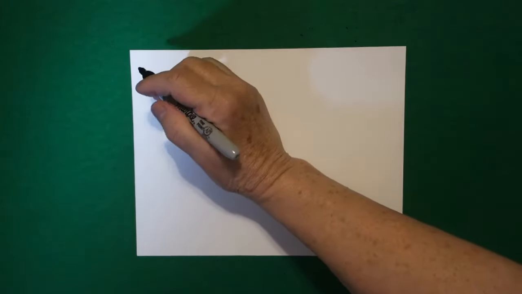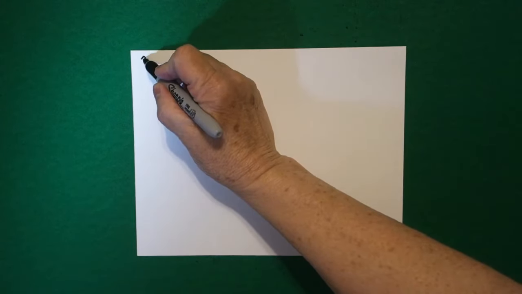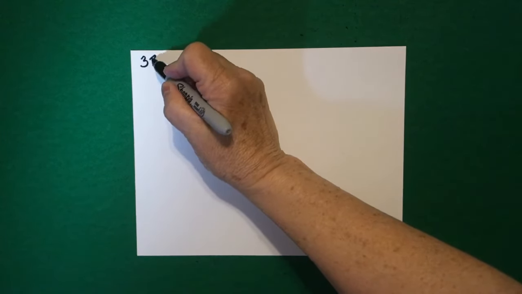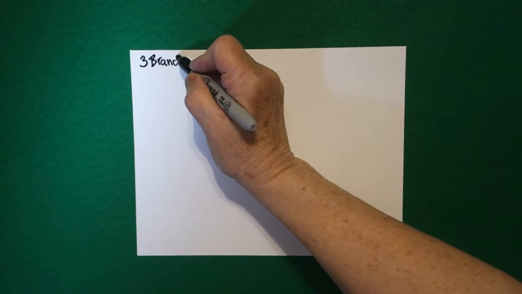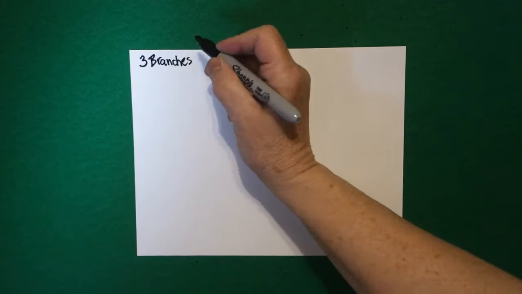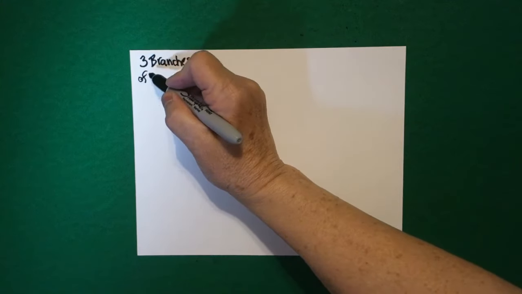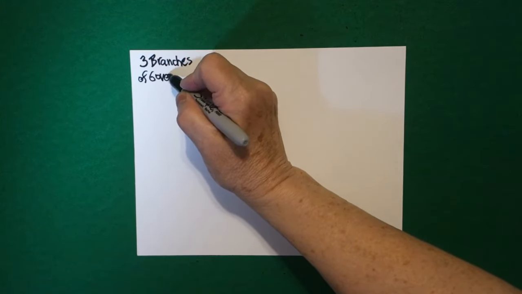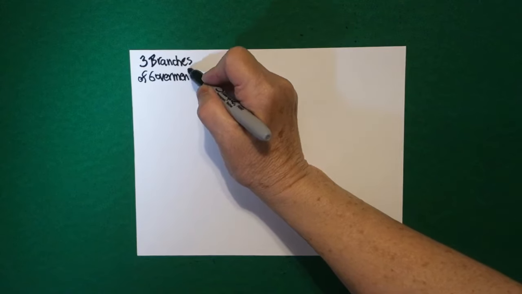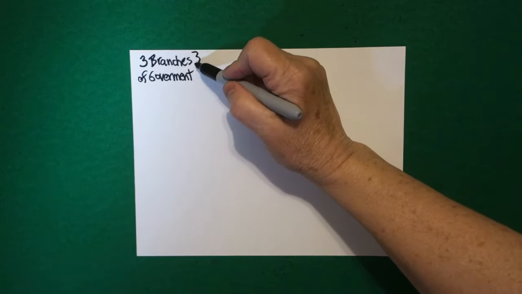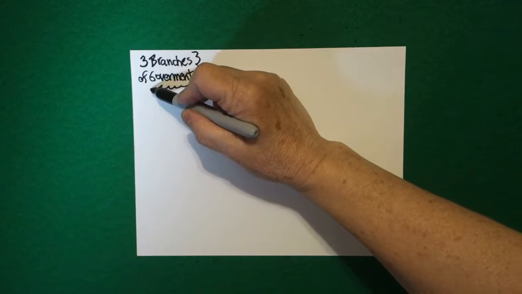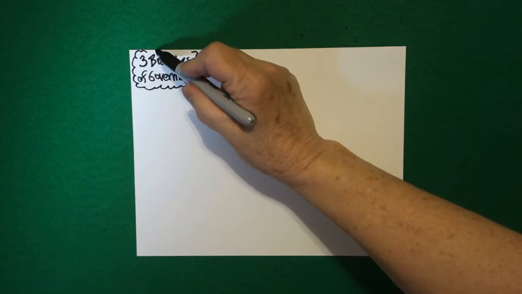Okay, let's draw. Today's project is diagramming the three branches of government in the United States. Starting over here on the left, we're going to do a lot of writing. So we're going to start off with three branches of government. And because that is part of what we're talking about, I'm just going to put curve line, curve line, curve line all the way around and connect.